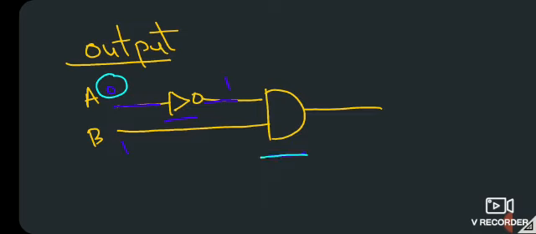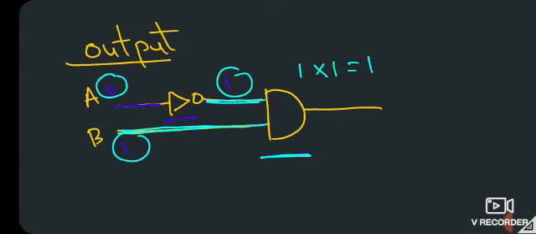The next gate is the AND gate. The AND gate has two inputs, 1 and 1. The AND gate uses the multiplication operation. So 1 into 1 equals 1. Our output is 1.